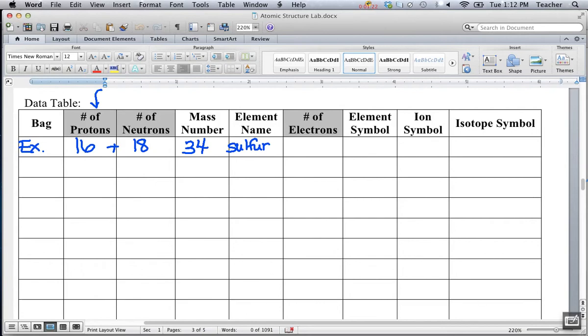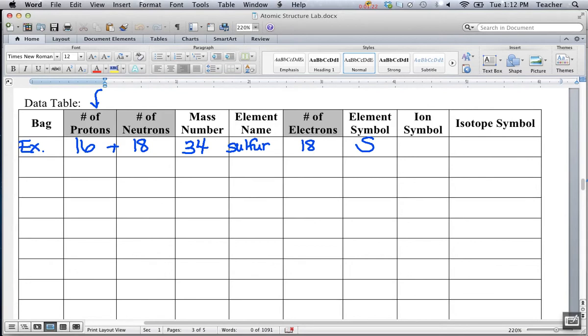Then, looking at the bag label, it tells me how many electrons there are. In this case, the number on the bag is 18. As you can see, all of the items in the shaded columns are information that you will get from the bag. Anything with a white column header is something you will have to figure out. Now, I know the element is sulfur, so my element symbol is S.